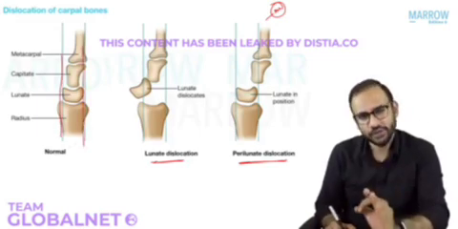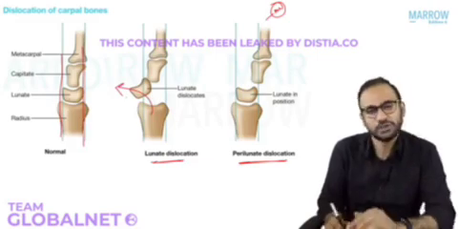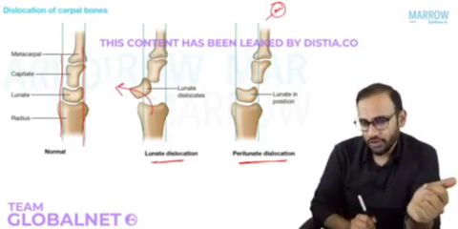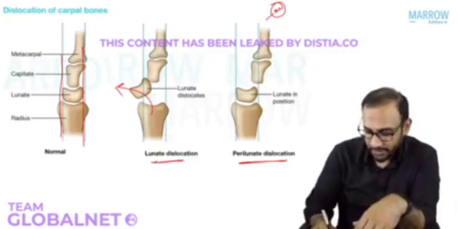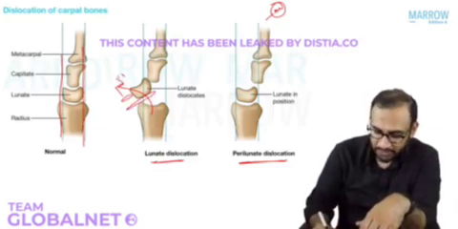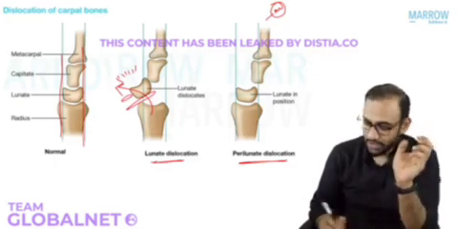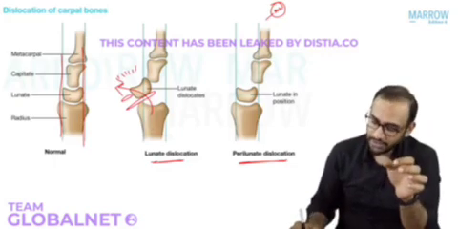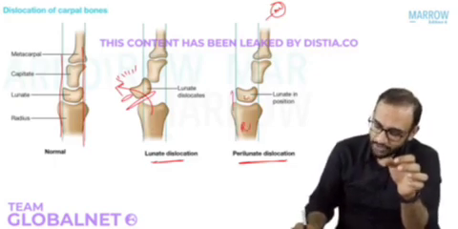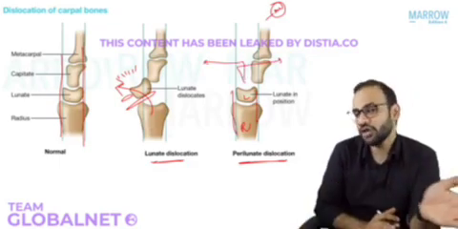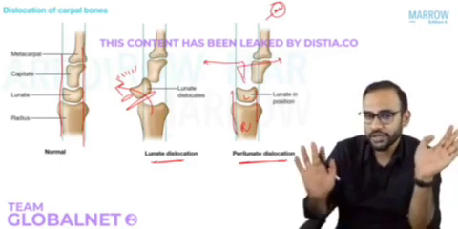Now, in lunate dislocation, only the lunate pops out of this alignment. Lunate dislocation, the lunate pops out of this alignment, and this is described as a spilled coffee cup sign or a spilled tea cup sign. Again, everything is written, just pay attention. In perilunate dislocation, the radius and lunate remain in alignment, but the carpals either dislocate dorsally or volarly. This is known as perilunate dislocation.